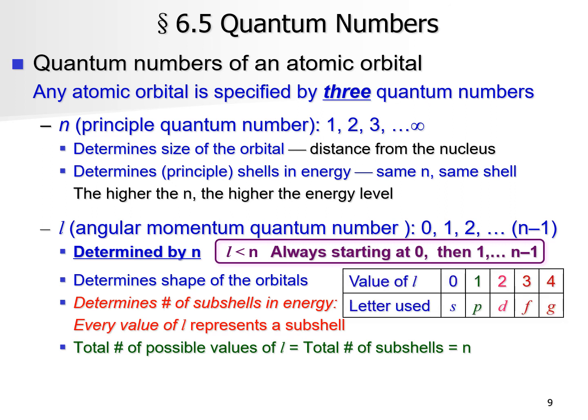Therefore, people start to use letters to represent the values of l. For example, s for l equals 0, p for l equals 1, d for 2, f for 3, g for 4. In chemistry, for the first four, l is sufficient: 0, 1, 2, 3. In letters, s, p, d, and f.